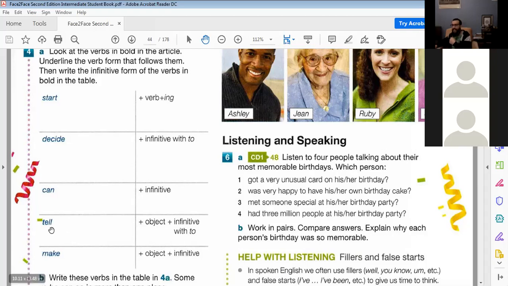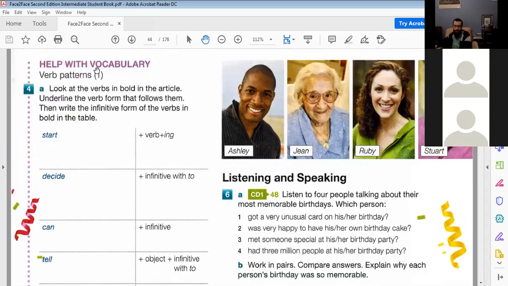Yeah. With tell, you have to use an object. Tell him to come. Tell her to drive. He told us to start. We're telling him to go. Do you get the idea? You have to put an object. The same thing with make. Make him play. Make him start. Make him come. Make her write. Make them listen. Do you get the idea?